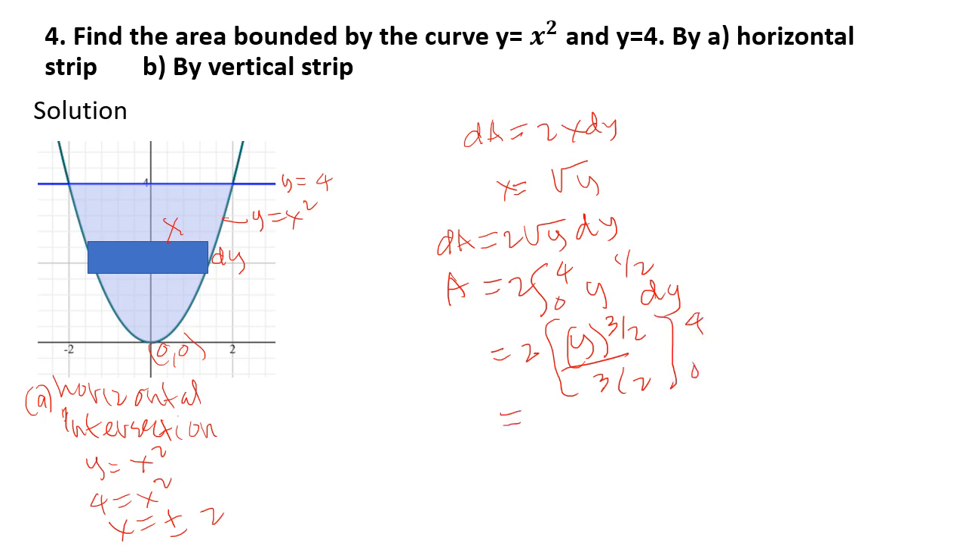So equivalent to 2 times 2/3 times 4 to the power 3/2. Then of course minus 0. So this one equivalent to 8 times 4 all over 3, or equivalent to 32 over 3.